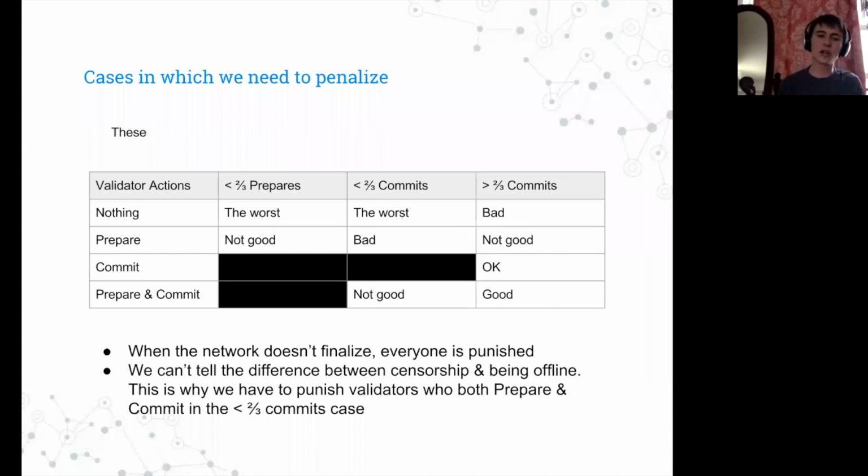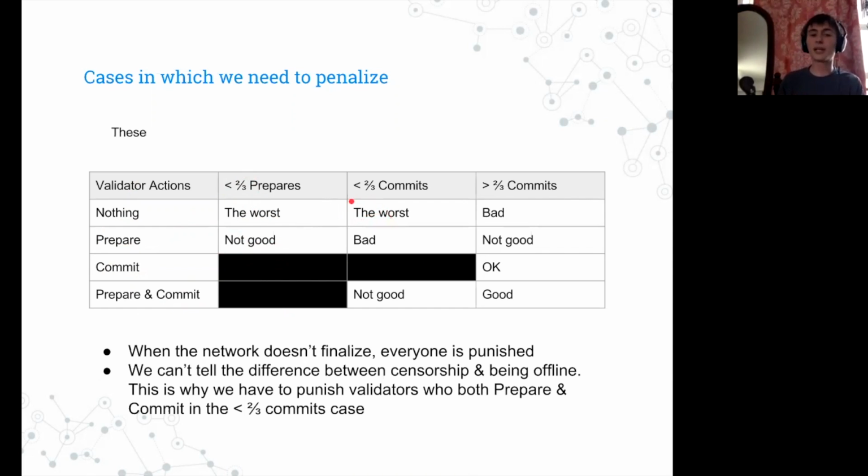So this is a kind of chart, and this is the least scientific chart. This is just to give you a sense, right? If you're a validator, you can either do nothing, prepare, commit, or prepare and commit. We don't allow these actions, these black ones, because if you're committing without 2/3 prepares, then you should be slashed. If you're preparing and committing without, etc. So first, this is the worst, right? If you're doing nothing and we're getting lower than 2/3 prepares, that's terrible. At the same time, if you're preparing and still getting lower than 2/3 prepares, it's still really bad because we're not finalized.